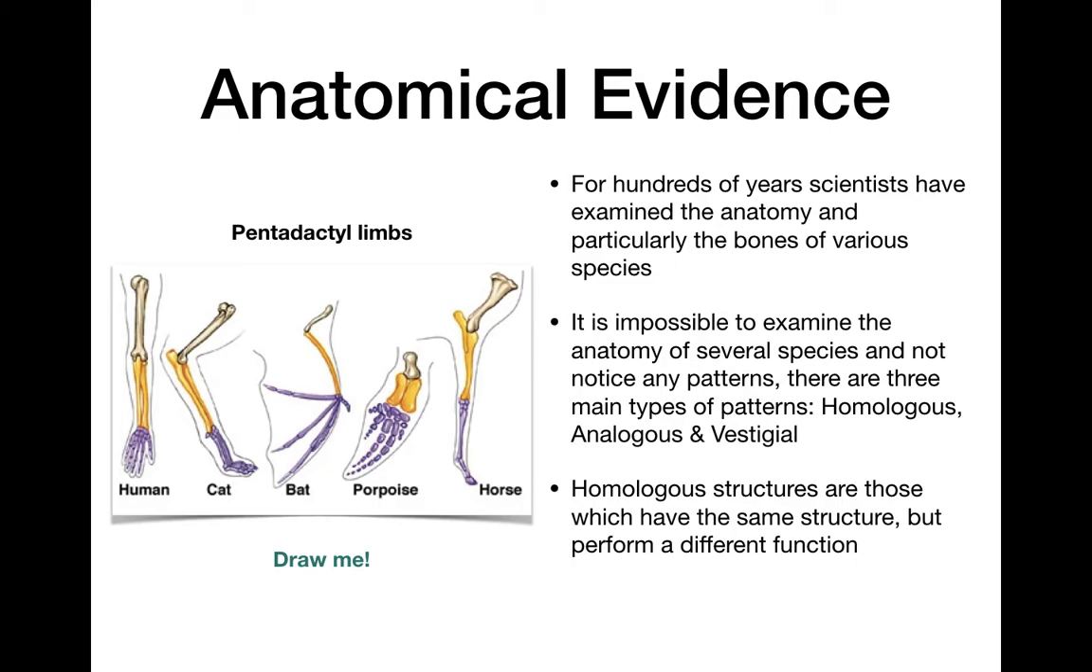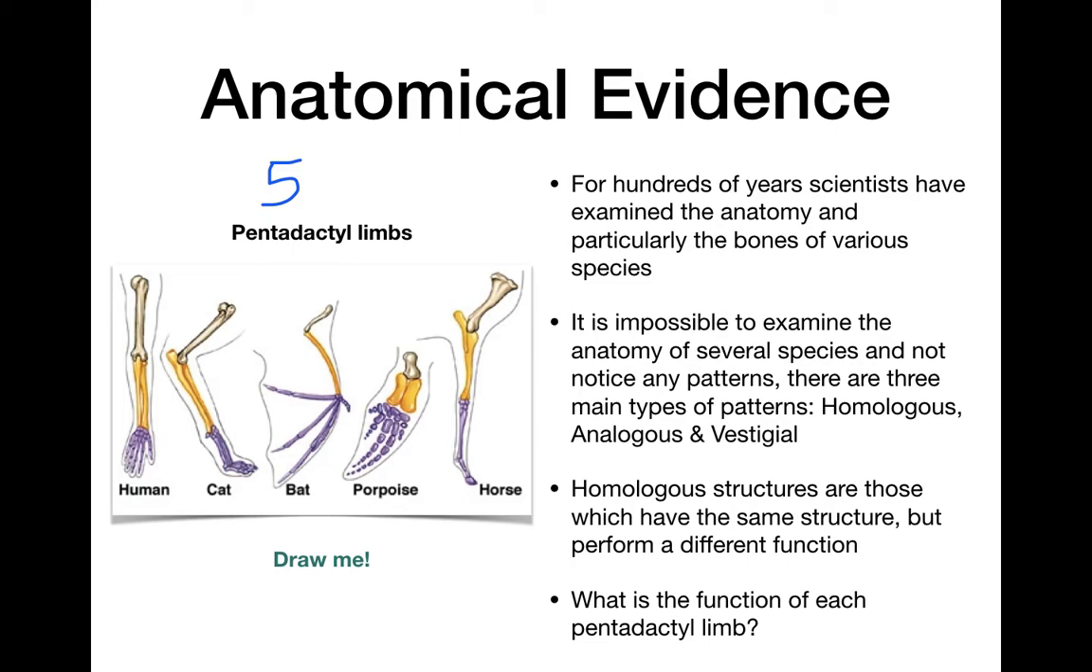Okay, so they have the same structure, but they perform a different function. Take a look at these examples here. This is called the pentadactyl limb, and penta means 5. Each of these different limbs, if you look at them, they all kind of have 5 fingers, 5 joints at the end, or they used to anyway. I want you to take a look at this diagram and try to figure out what the function is. They have the same structure but a different function.